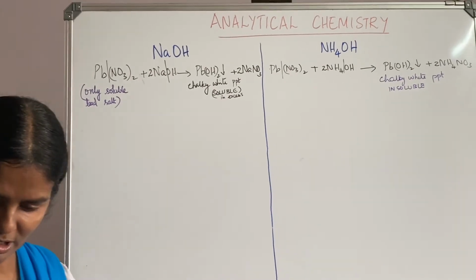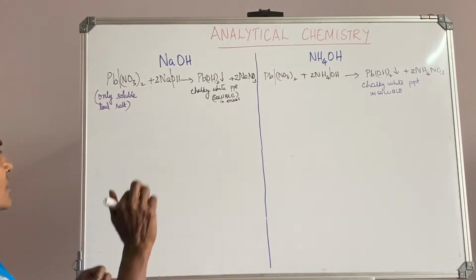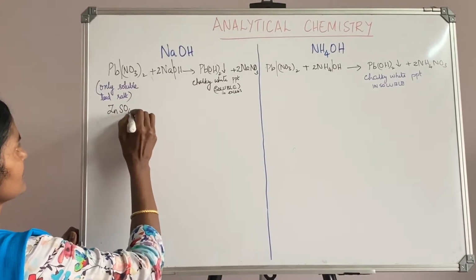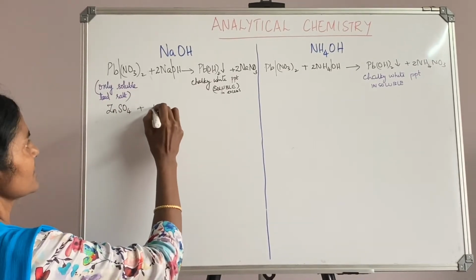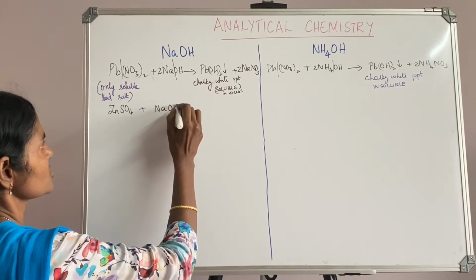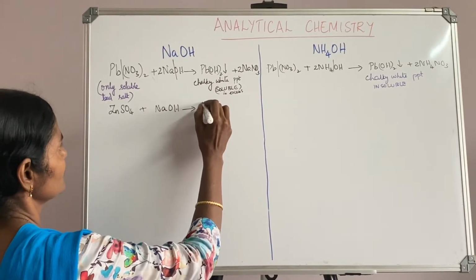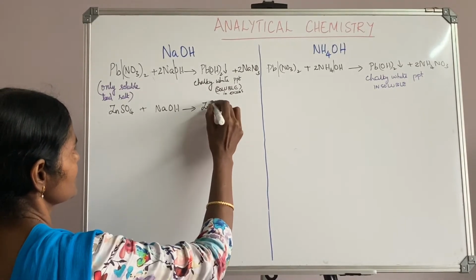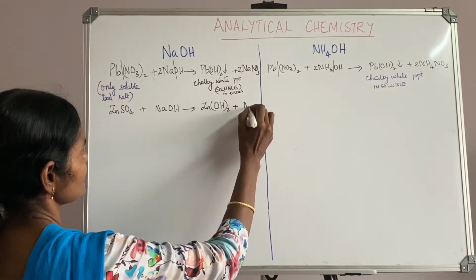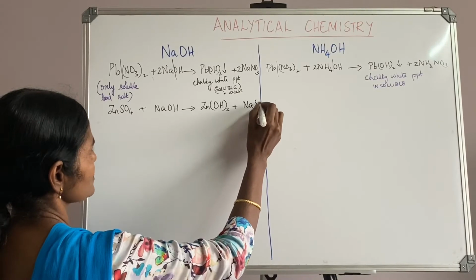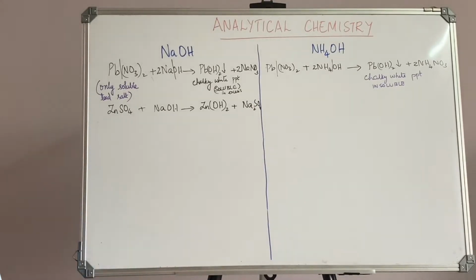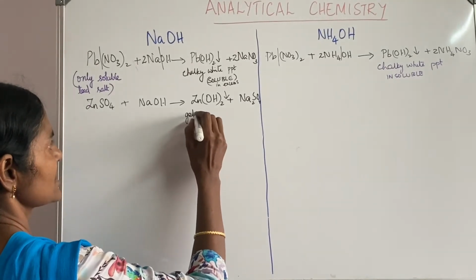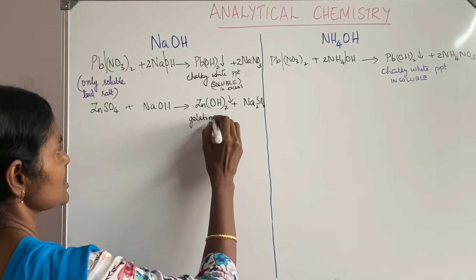Next we move on to the next salt, that is zinc sulphate. Okay, this again reacts with NaOH to form zinc hydroxide plus Na2SO4, that is sodium sulphate. Now this zinc hydroxide is a gelatinous white precipitate.